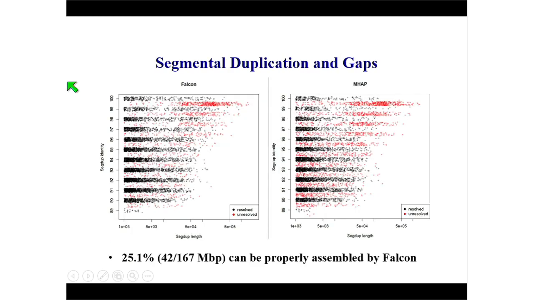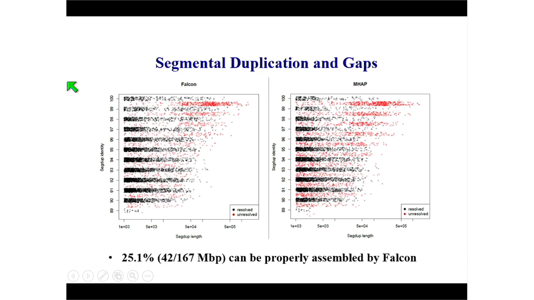There's still a problem, and the problem comes back to those segmental duplications that I showed you at the very beginning. You remember those blue and red areas of the genome? If we ask the question, how well do these assemblers do within segmental duplication areas? I'm showing you both the Falcon assembler as well as MHAP. And what I'm indicating here is the size of the segmental duplication, and then on this axis, I'm showing you the percent identity of the segmental duplications.